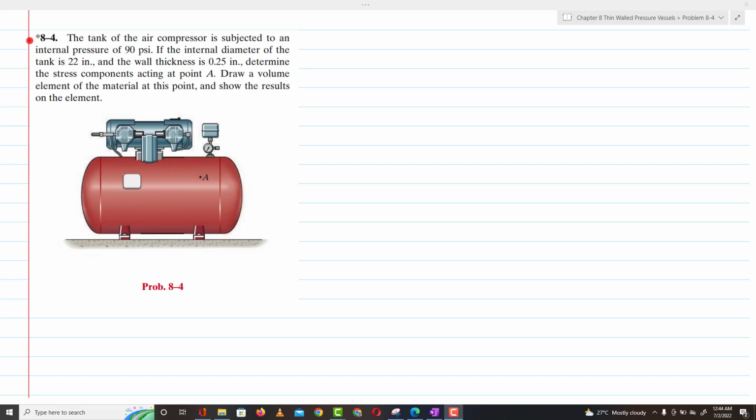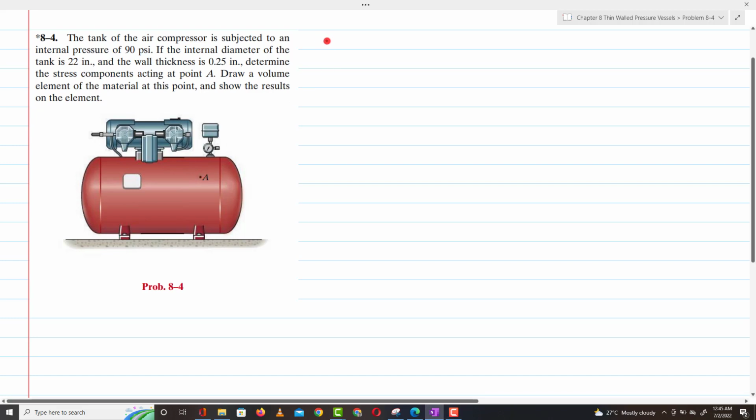Problem 8-4. The statement is: the tank of the air compressor is subjected to an internal pressure of 90 psi. If the internal diameter of the tank is 22 inch and the wall thickness is 0.25 inch, determine the stress component acting at point A. Draw a volume element of the material at this point and show the result on the element. So this is the compressor. You have been asked to find the stress component at this point.